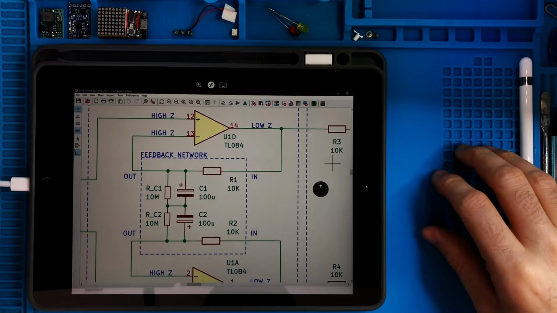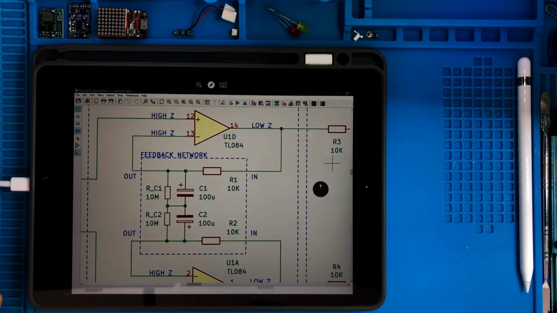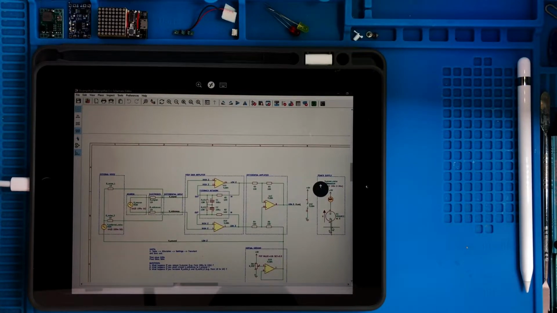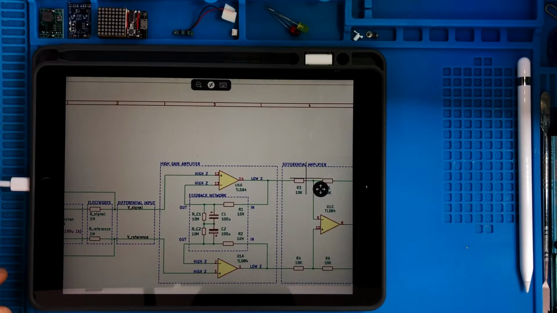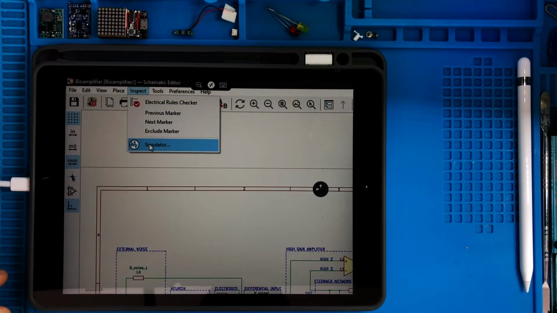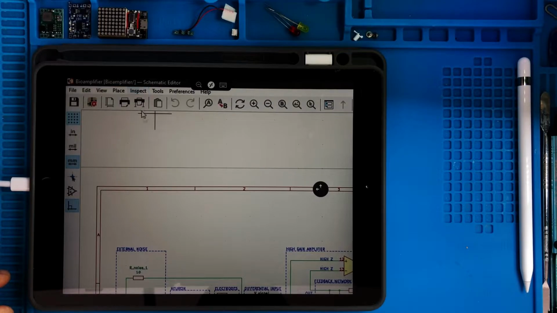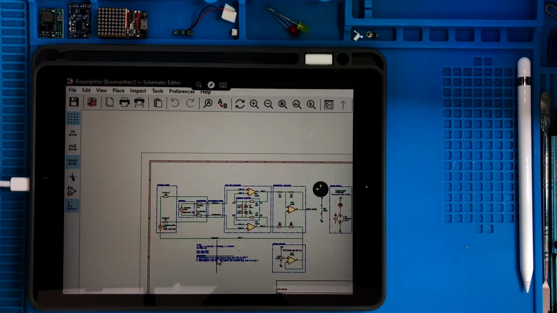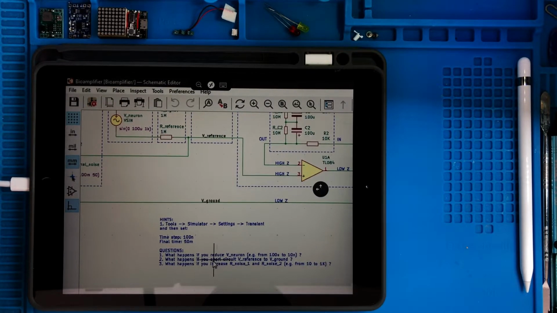Okay, now that we said this, we can try to conclude this theoretical part of the circuit by running a simulation. You can try to do this. In the menu there is inspect, there is this simulator. In this simulation we need to put some parameters. I suggested here something you can try.